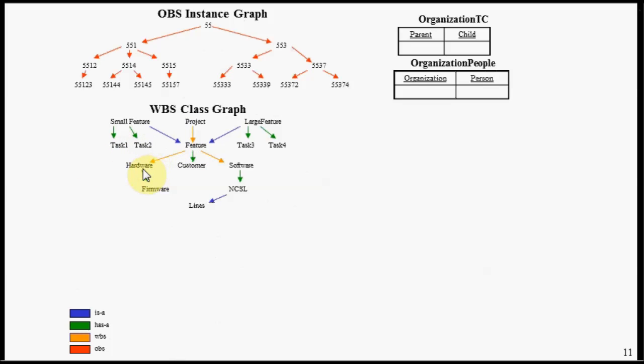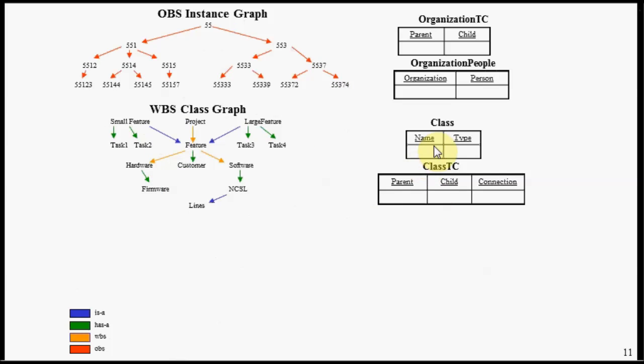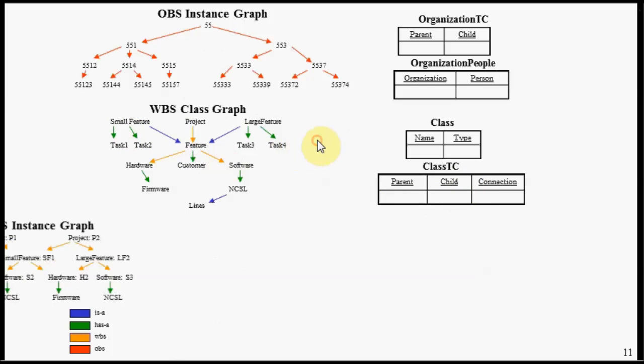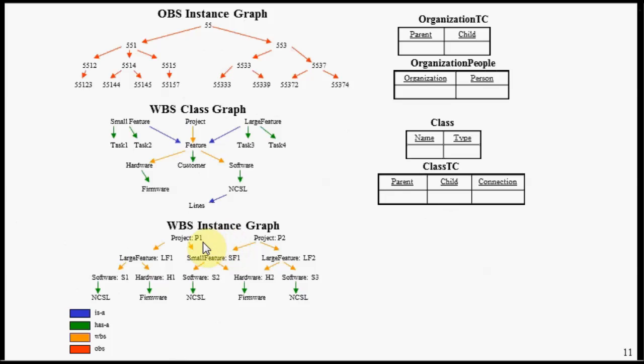We see a feature is also broken down into hardware and software units. Those have properties of firmware and NCSL respectively. NCSL stands for non-commented source lines. And we see NCSL is a special name for a more general term called lines. We have a couple of tables associated with this graph, a class table representing the nodes and a transitive closure table of this graph. And we have another table here, a WBS instance graph, meaning that this represents an instance of this class graph.